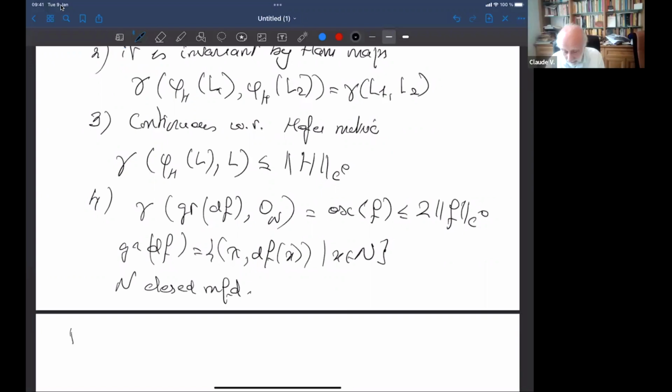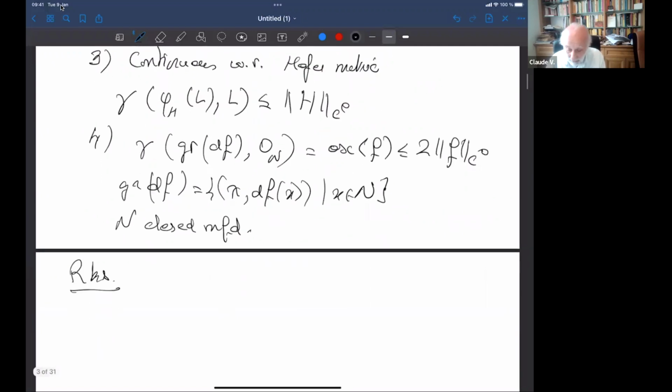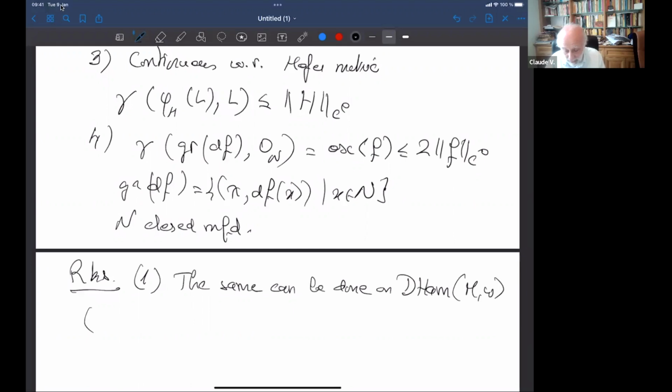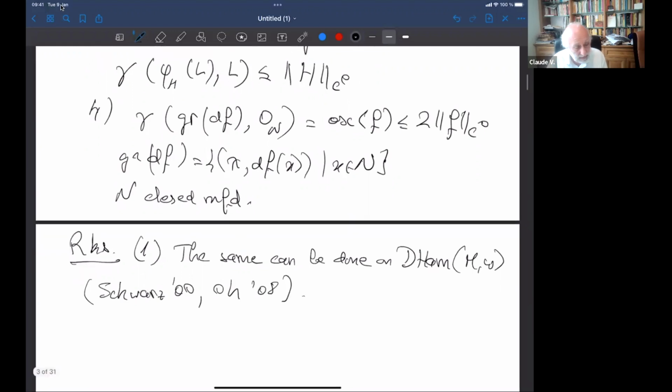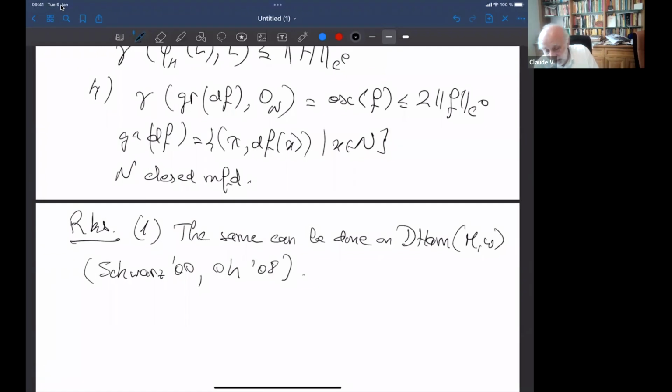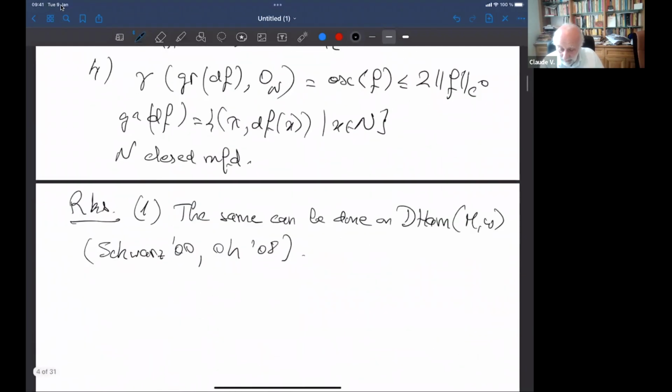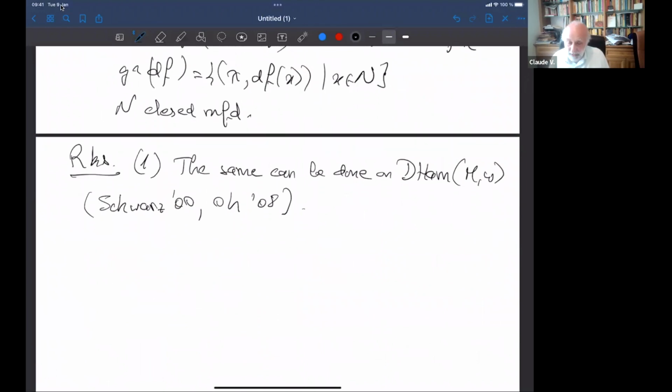So, a number of remarks here. Well, first is that you can do the same on the set of Hamiltonian diffeomorphisms of M, which I denote as Ham of M omega, and this was done by Matthias Schwarz in 2000, and Jongen Oh in 2008, I think. Okay. And this is just by considering, I mean, you see Schwarz was actually before Leclerc, and you can see it as just taking the graph of phi, so the set of points z, phi of z, and look at this as the Lagrangian submanifold in M times M bar.